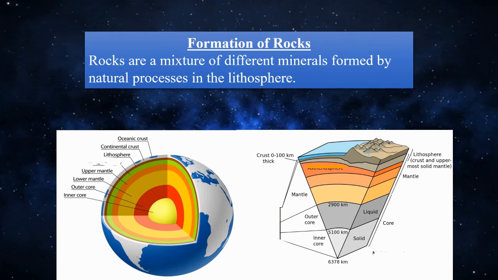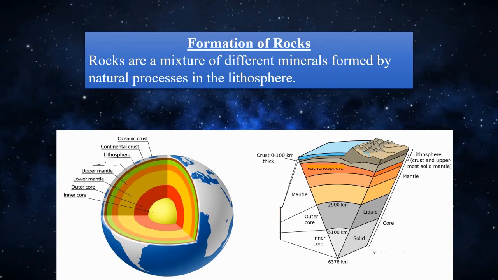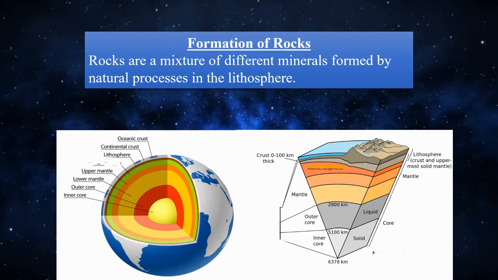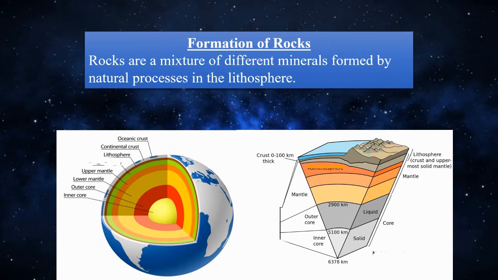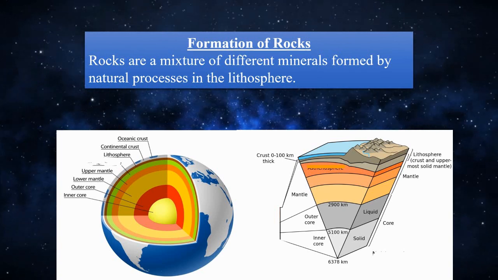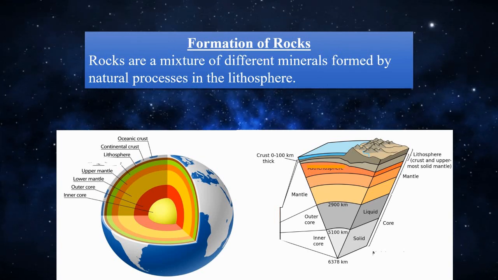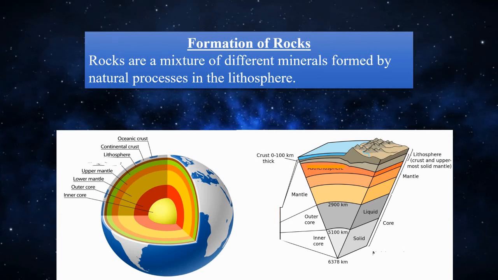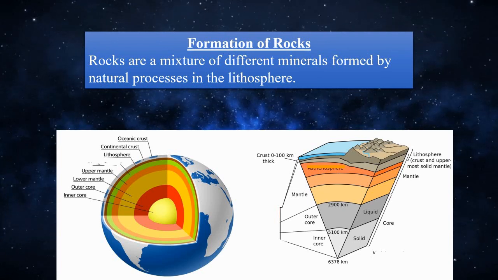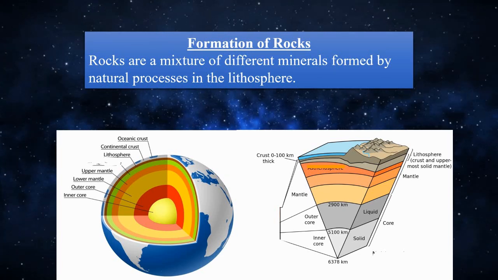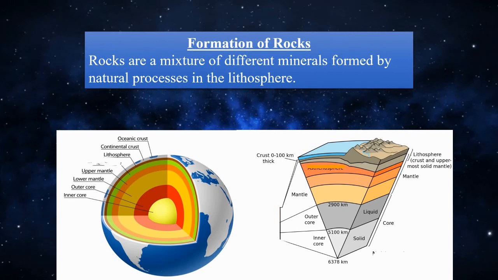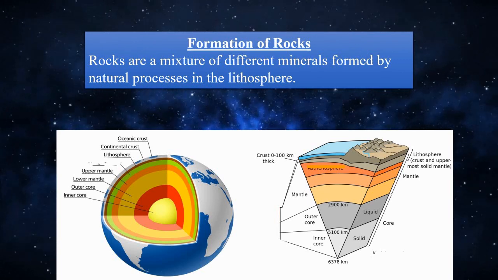The interior or the inner part of the earth, that is the inner core and the outer core, are made up of two metals, iron and nickel. The crust and the mantle comprise silica. What is the lithosphere? The lithosphere comprises the crust and the upper mantle.